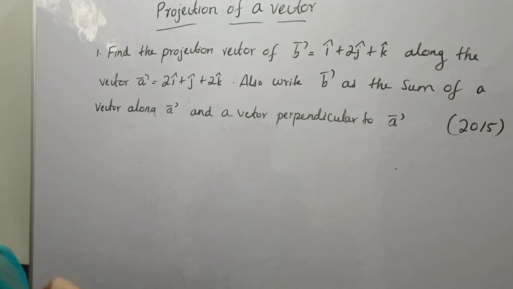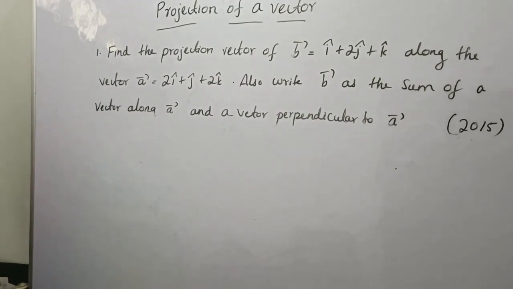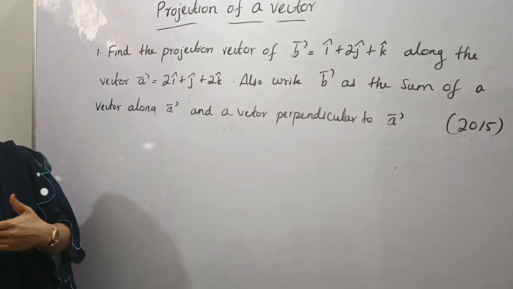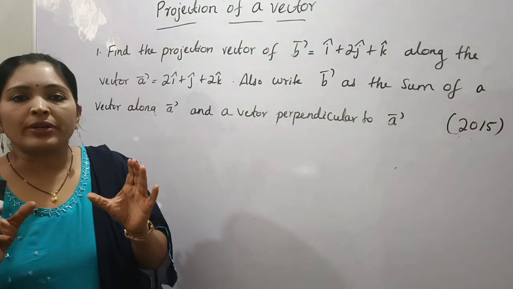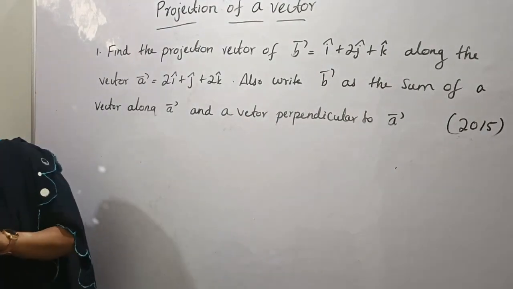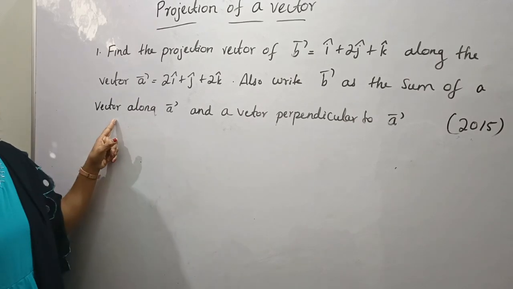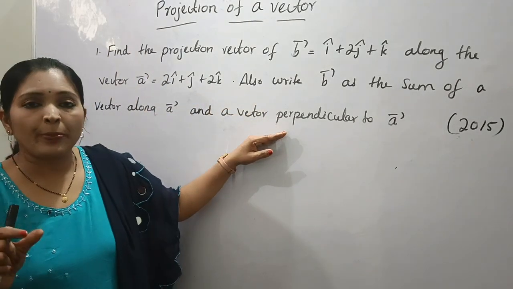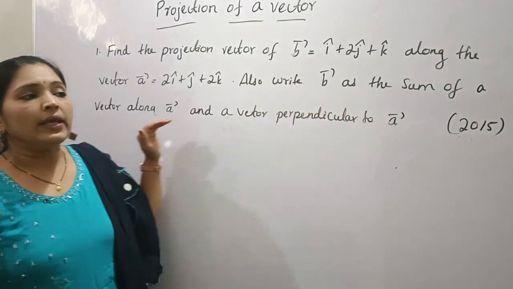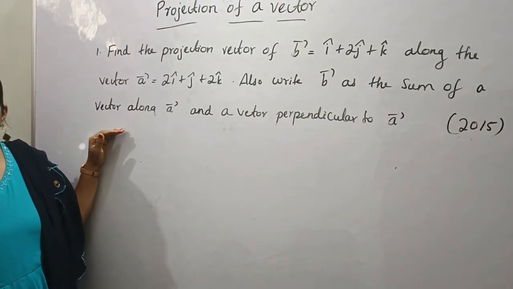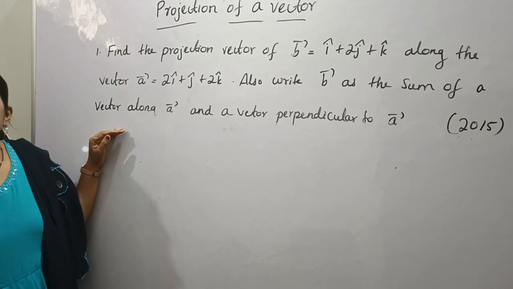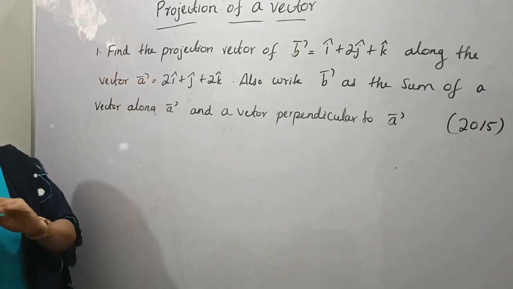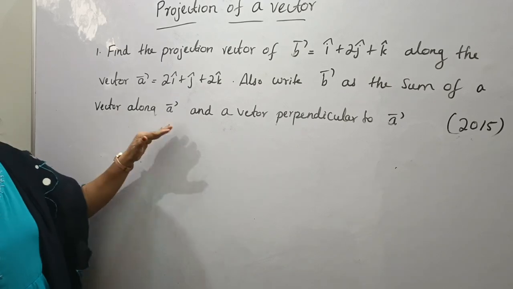Okay, next question is also: write vector B as the sum of a vector along vector A and a vector perpendicular to vector A. So here one more question: we have to write vector B as the sum of two vectors. One vector along vector A and another vector perpendicular to vector A. A vector along vector A means the projection vector, the projection vector of B on vector A, right?